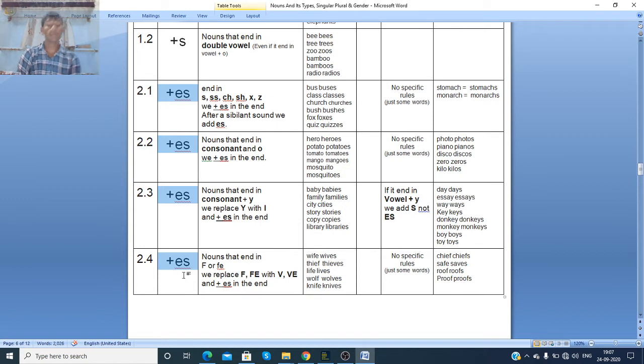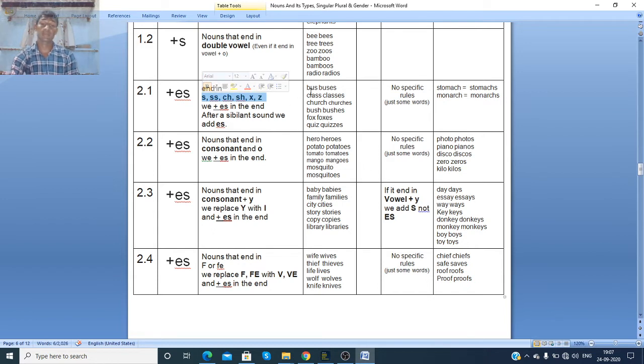To make them plural, we add ES at the end of the word. Rule 2.1 is nouns that end in S, double S, CH, SH, X, and Z. We add ES at the end of the word. We can also say that after a sibilant sound, we add ES, like bus, class, church, bush, box, quiz.